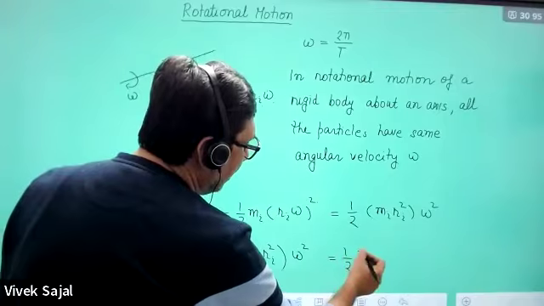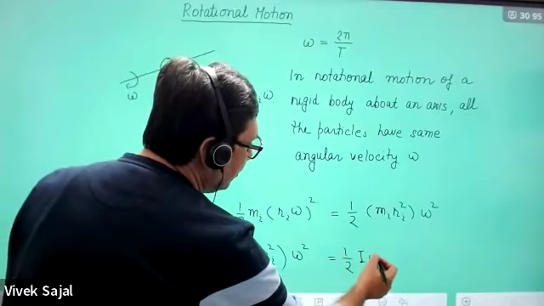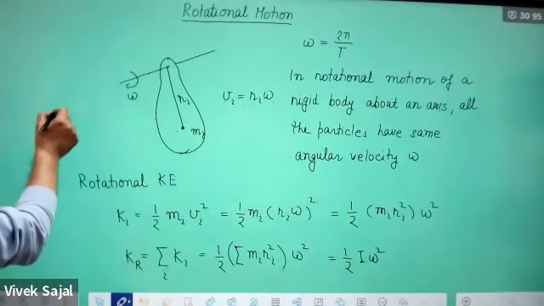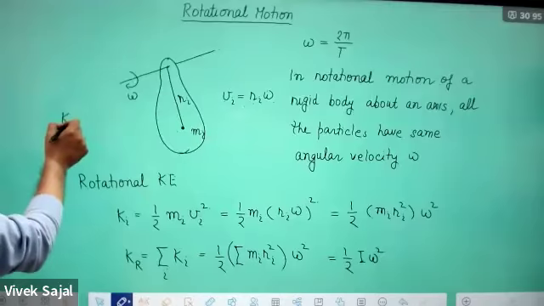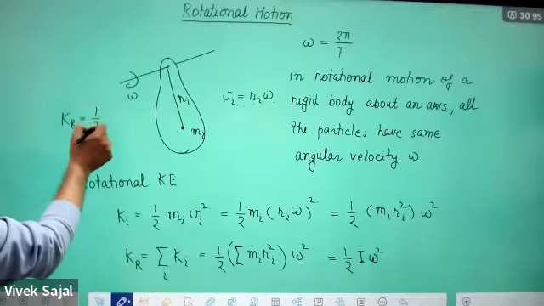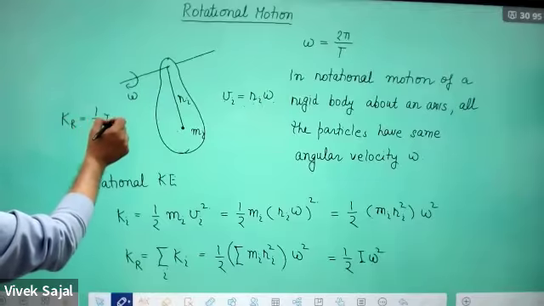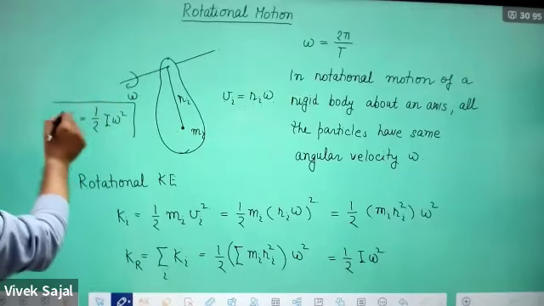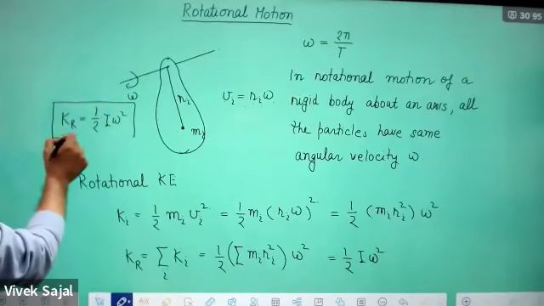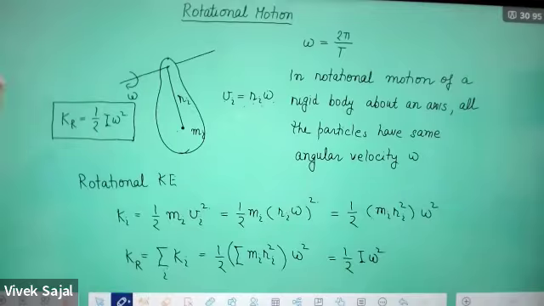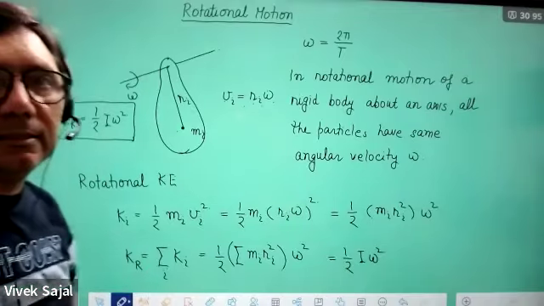1 by 2 I omega square, where I is the moment of inertia. So the rotational kinetic energy of this rigid body will be 1 by 2 I omega square. If a body is undergoing only rotational motion, with no translational motion, then its kinetic energy will be purely rotational, and it is known as rotational kinetic energy.